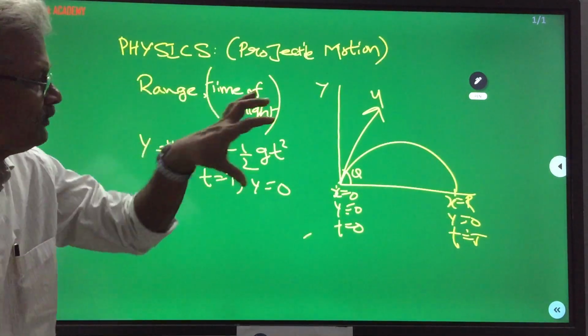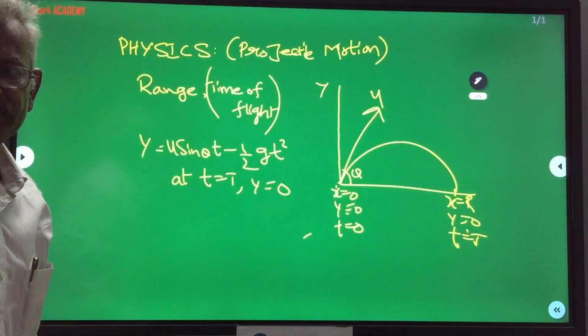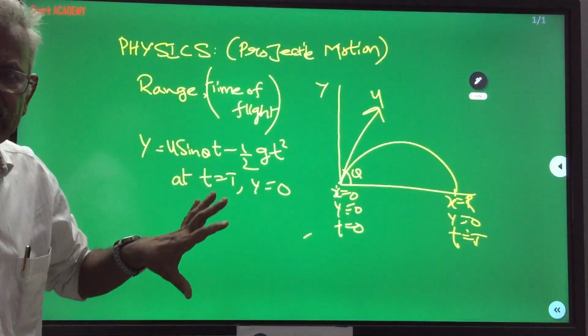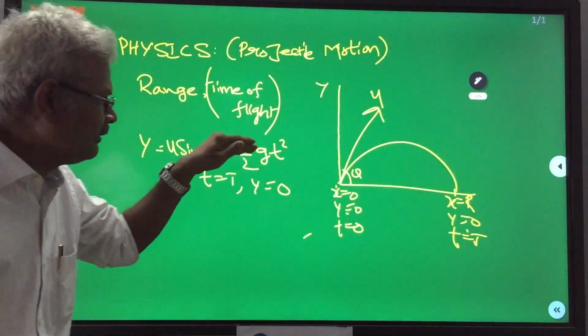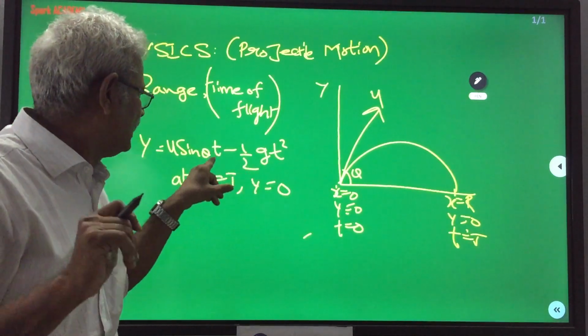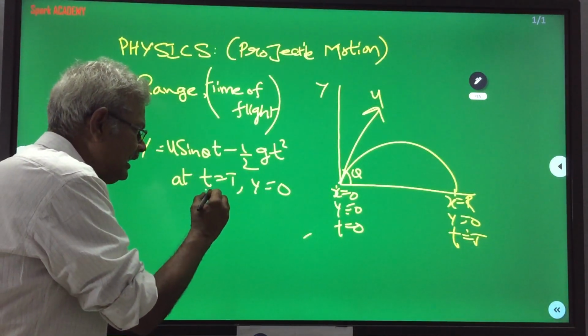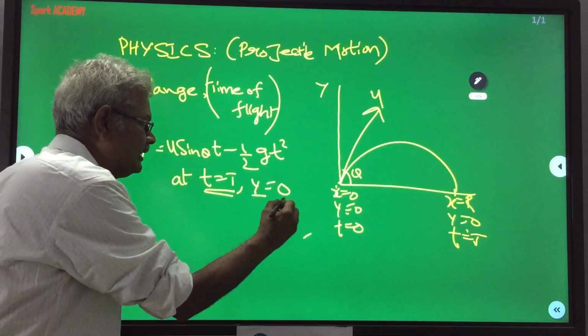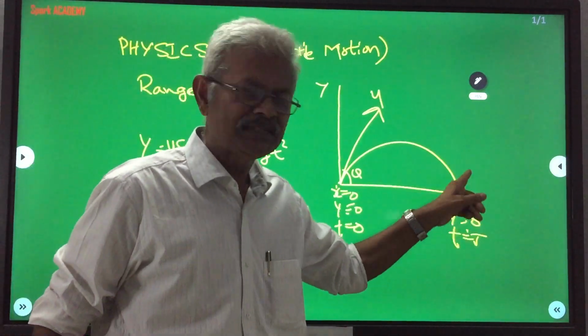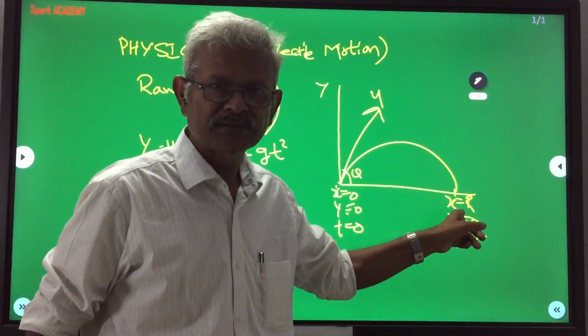Understood? Like these equations you must be able to understand. Clear? Simple formula we know directly. Why? Because if you apply this in other problems, you must get this idea: at t equal to capital T, the y coordinate is 0. So you must practice like this.